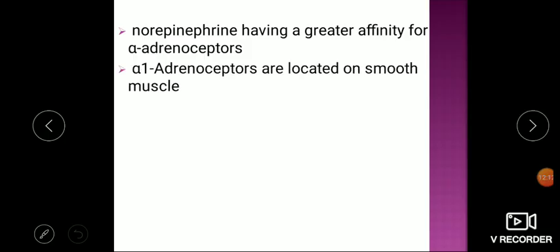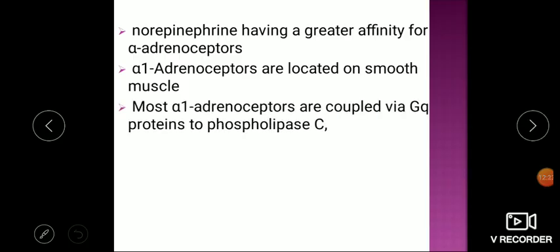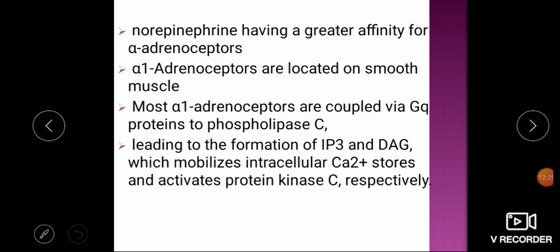Now alpha again has alpha 1, alpha 2, and beta also has beta 1, beta 2, beta 3. But in blood vessel smooth muscle we have alpha 1 adrenergic receptors. These are coupled with G proteins to phospholipase C. Whenever they are stimulated, this leads to formation of inositol triphosphate and DAG, which mobilizes intracellular calcium stores and activates protein kinase C.